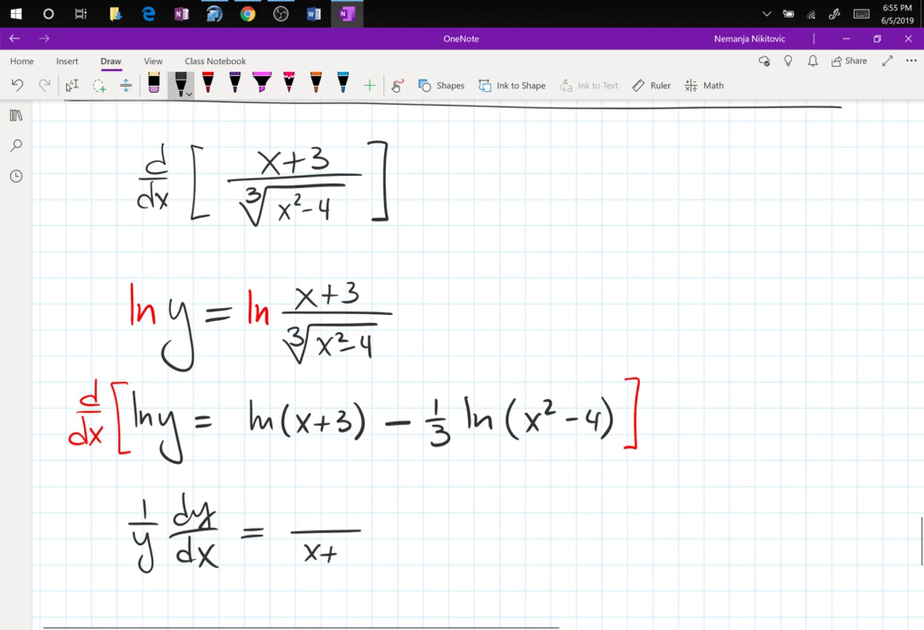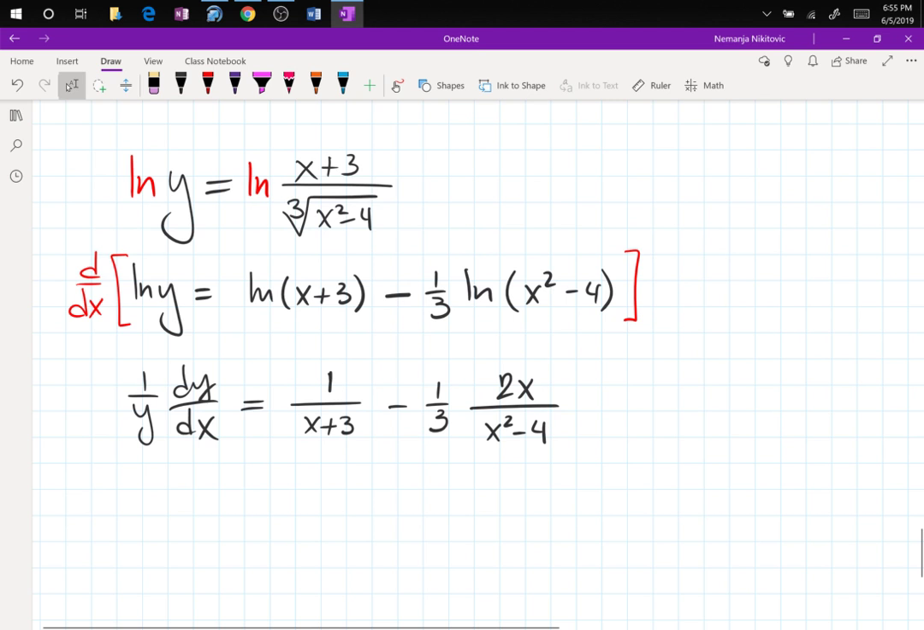Well, x plus 3 goes in the denominator. Remember, Control C, Control V, right? x plus 3 goes in the denominator. And what's the derivative of x plus 3? 1. Perfect. Minus 1/3. Control C, Control V, which is x squared minus 4 in the denominator. What's its derivative? 2x on the top. Great.